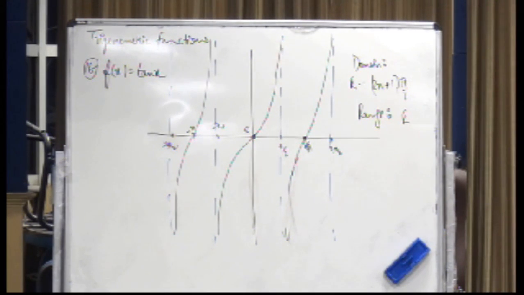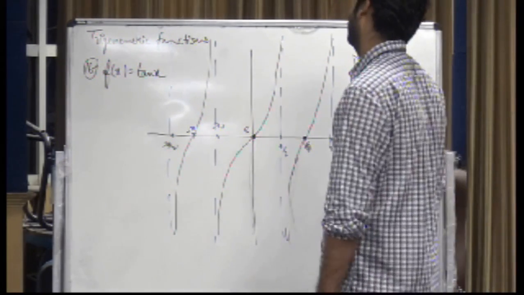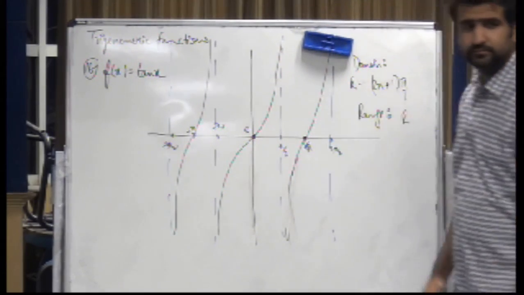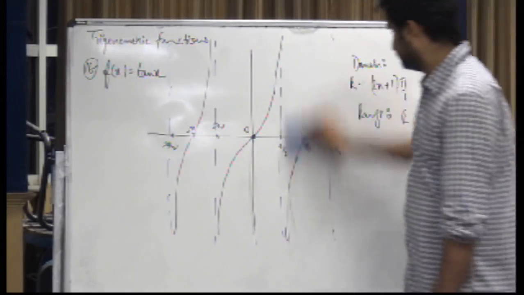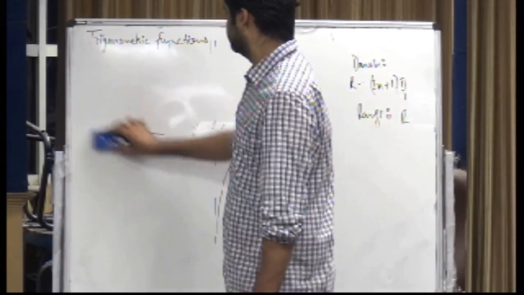Similarly, make the graph for cot x. What is the difference between tan x and cot x? रेसिप्रोकल हो जाएगा तो ये बना लिया. ऐसे ऐसे कैसे कैसे होगा?